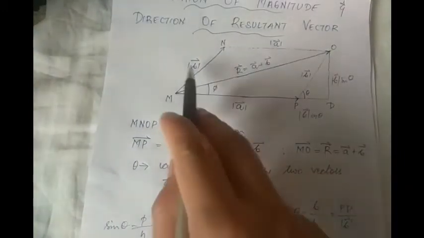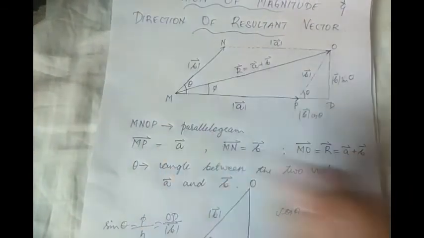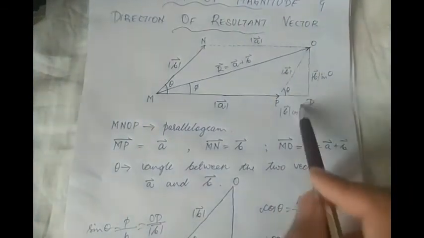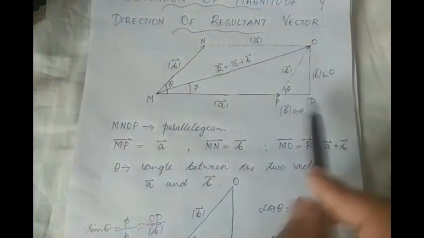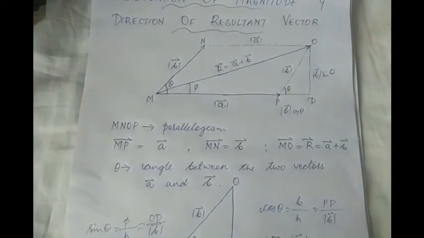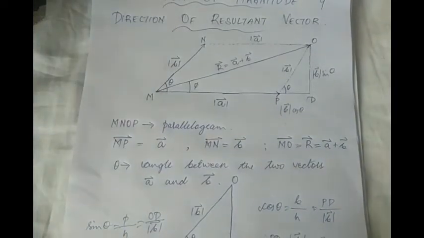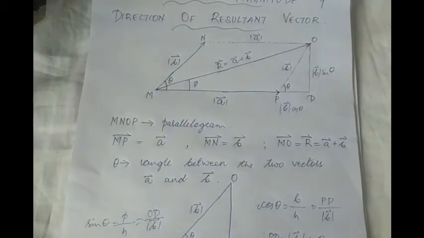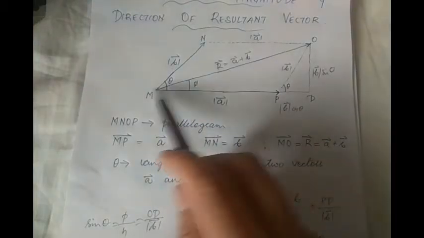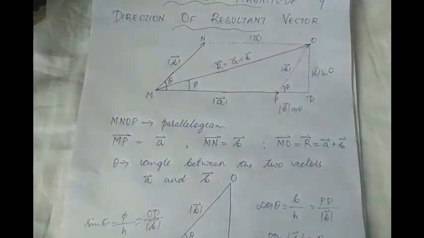So these are the things that I could calculate because of the construction we have done. A was already given to us, B was given, theta was given. Now what we also know is PD is B cos theta, OD is B sine theta, and therefore MD is A plus B cos theta. Up to here we know because of the construction. So how do we calculate the magnitude now? That's the real question. We want to calculate the magnitude of vector MO, the resultant.